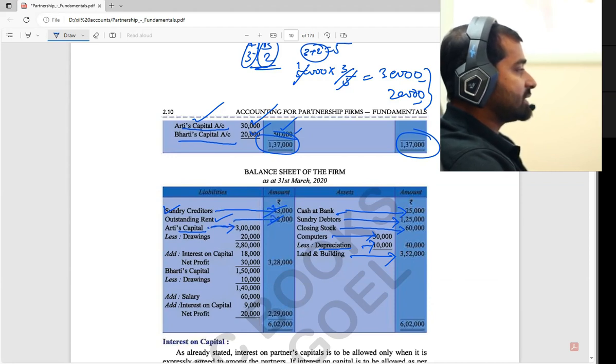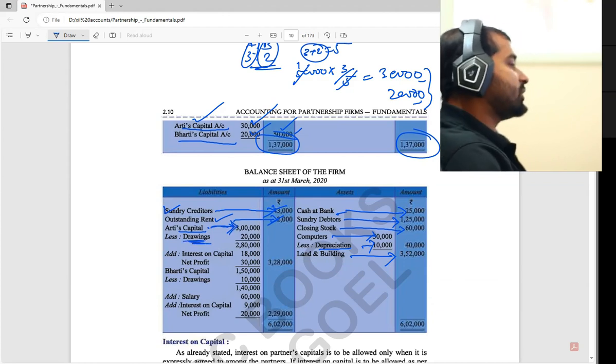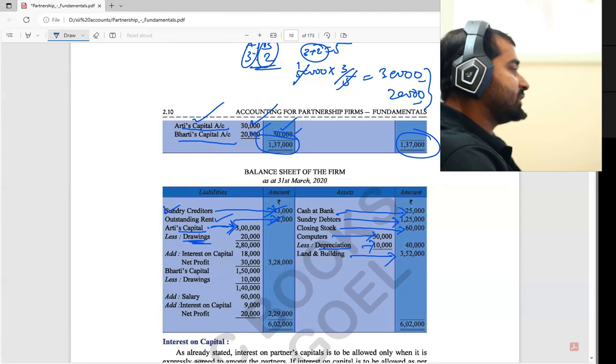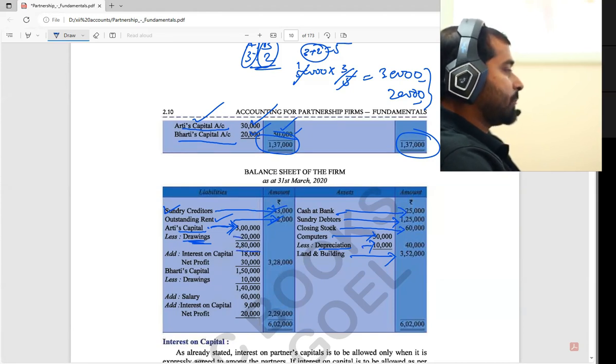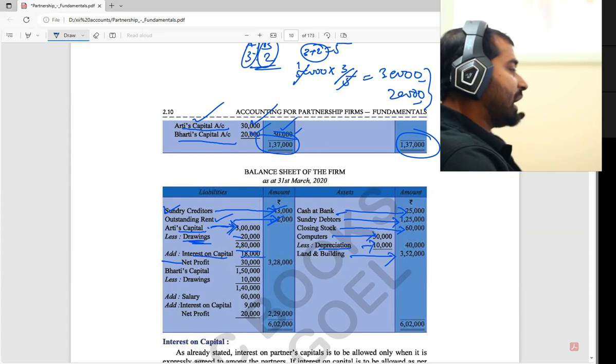Aarti's capital, that is 3 lakh, less drawings. Did you remember? Aarti's drawings was 20,000. So I have subtracted, that is 2 lakh 80,000, and add interest on capital. Interest on capital 18,000 you have given to Aarti's capital, so 18,000 you have added. Net profit that Aarti also has, I am adding to the balance sheet of Aarti, that is 30,000.